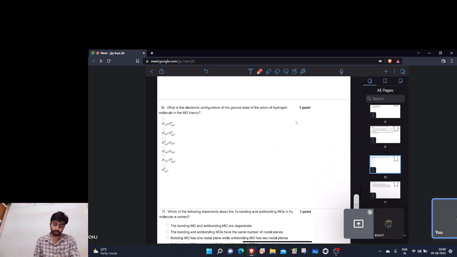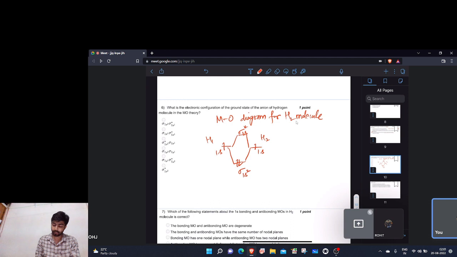Moving on to question number 6: what is the electronic configuration of the ground state of the anion of the hydrogen molecule? Now, if I draw an MO diagram for the hydrogen molecule, the 1s atomic orbitals of hydrogen 1 and hydrogen 2 each contribute 1 electron, and we have this bonding situation here. This bonding MO is called the sigma 1s orbital, and the antibonding MO is called the sigma star 1s orbital. Since 2 electrons are already filled in this, we write 1s2. So the configuration for the neutral hydrogen molecule would be sigma 1s2, sigma star 1s0.